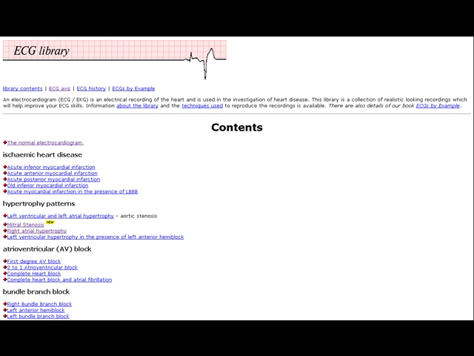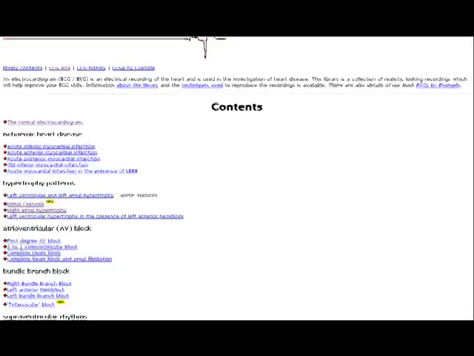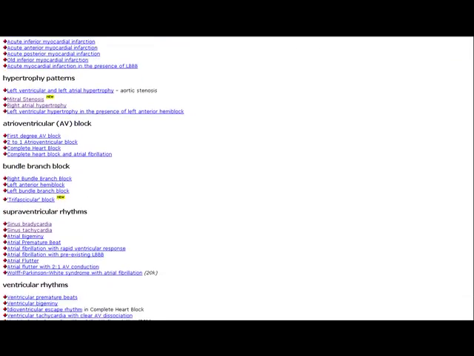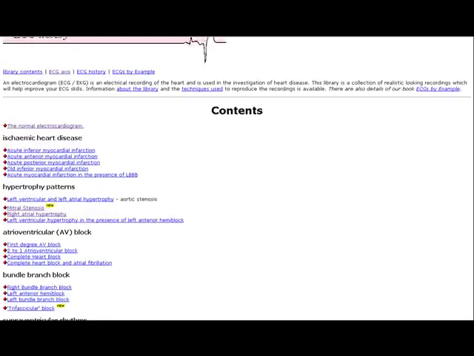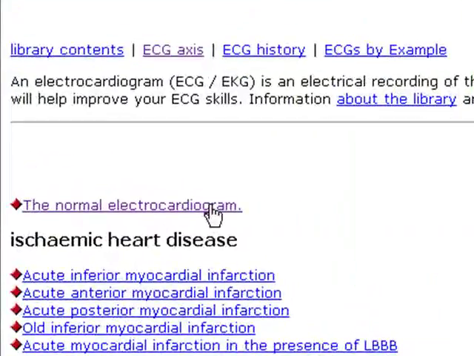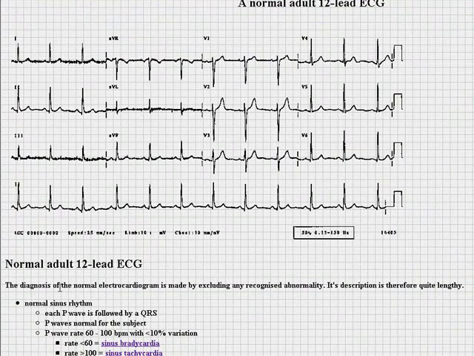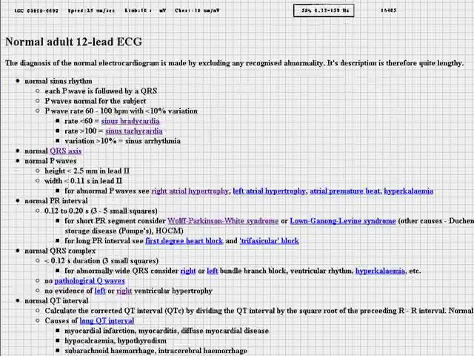One of the other things I like that he'll take you through, the author, is different EKGs. You can get all of these EKGs and you can look at all of these. But what I particularly like students to go through is the normal electrocardiogram, because it states right here that the diagnosis of a normal ECG is made by excluding any recognized abnormality. And so he'll take you through the steps. What he'll take you through are what you're looking for.